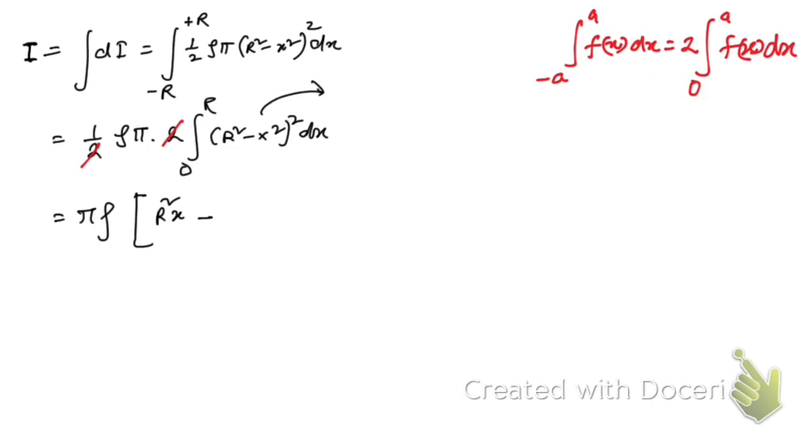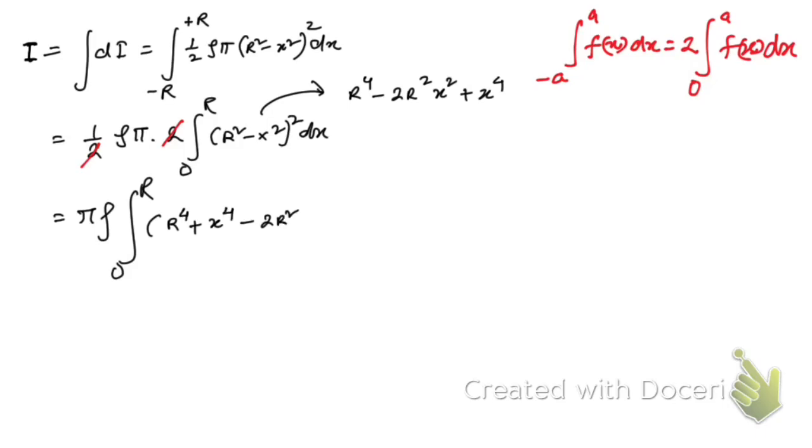So we can write this, if you apply the (a minus b) whole square formula, then it's going to be r to the power 4 minus 2 r to the power 2 x to the power 2 plus x to the power 4. That's what we're going to get, right? So here, let me write it this way, integration from 0 to r. Here we're going to get r to the power 4 minus, so let me write the positive term first, x to the power 4 minus 2 r square x square dx. That's what we're going to have.